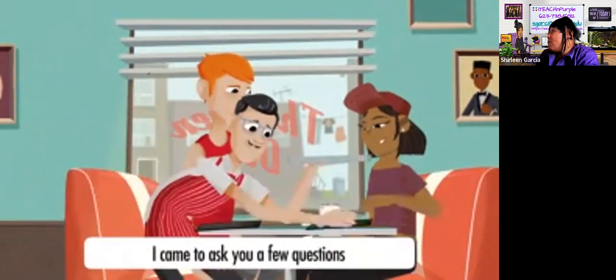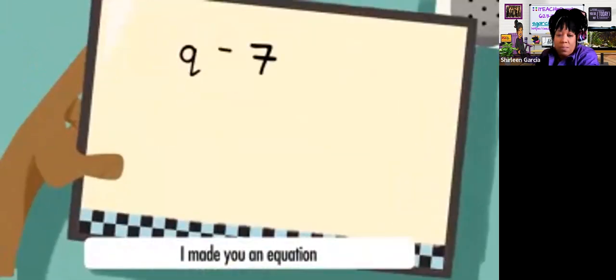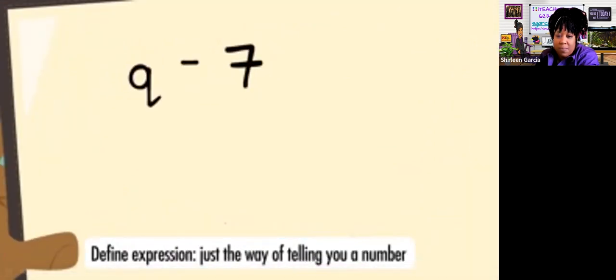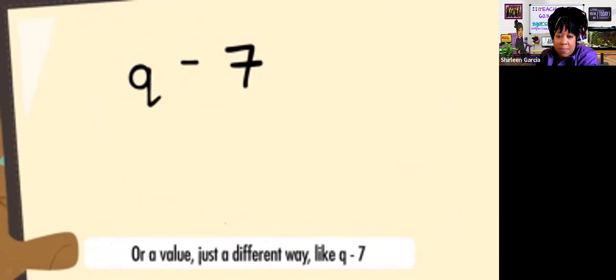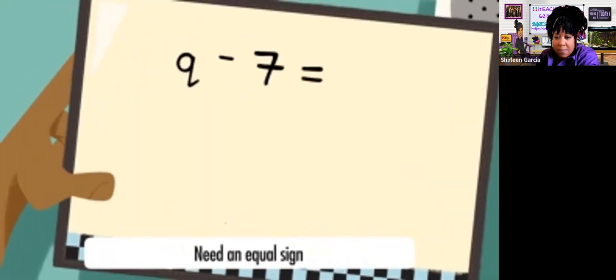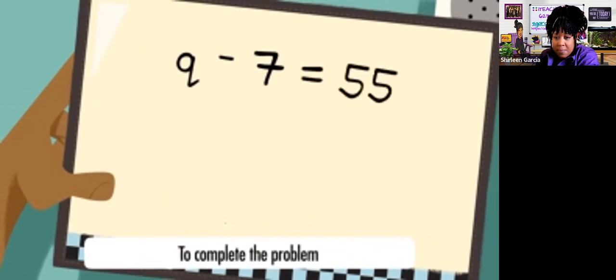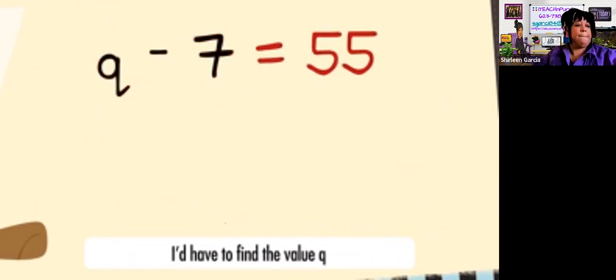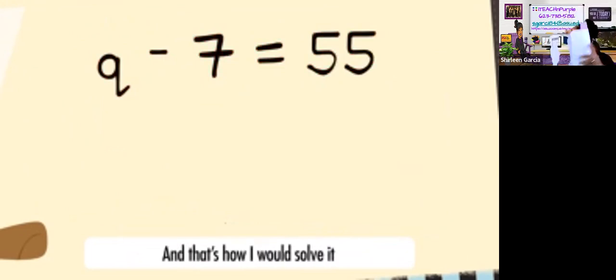I came to ask you a few questions. I made you an equation. It came with an expression. Define expression: just a way of telling you a number or a value, like Q minus 7. To make that an equation, you need an equal sign and another value right beside it to complete the problem. So if Q minus 7 would equal 55, I'd have to find the value of Q. And that's how I would solve it.